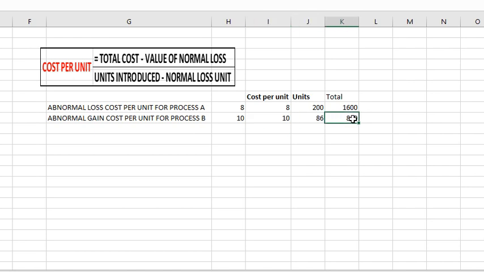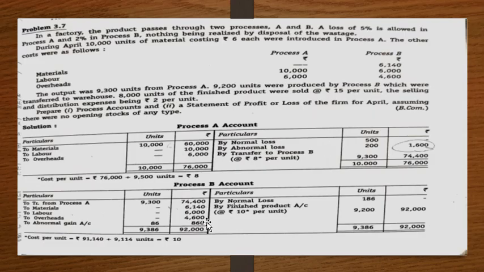Abnormal gain units, what we have got in the problem, is 86, and the cost per unit is rupees 10 as per the formula we have used. As the cost per unit is rupees 10 and the number of units of abnormal gain is 86, we will be getting 860. So 860 is your abnormal gain, by normal loss we have got.